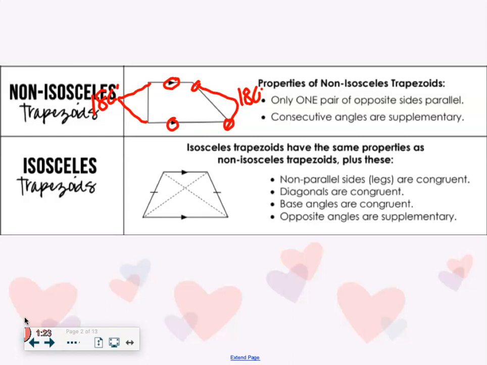Like an isosceles triangle, an isosceles trapezoid has two legs the same. So why don't you guys label this as a leg, this as a leg, and then the top and bottom are called bases. Some things to note about this: your diagonals are congruent, your legs are congruent, and your base angles are the same. So this angle is the same as this angle. And the ones on top, this guy up here, is the same as this one on top.